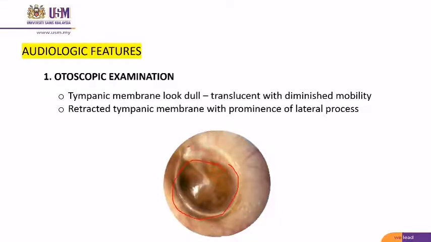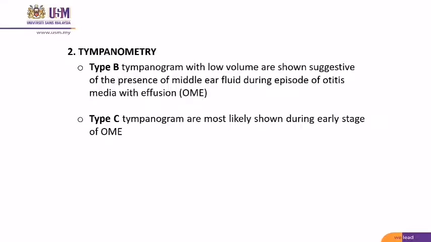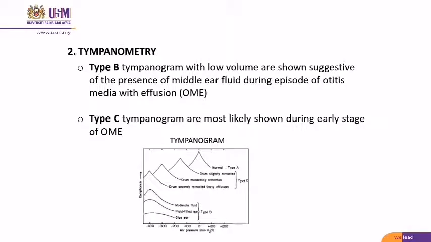The second test that can be used is tympanometry. So there will be a type B tympanogram shown during an episode of otitis media with effusion, which is suggestive of the presence of middle ear fluid. The second type is the type C tympanogram, which is most likely shown during the early stage. As you can see here, the one that has a peak but shifted toward negative pressure is a type C tympanogram, and the one that is almost flat is a type B tympanogram.